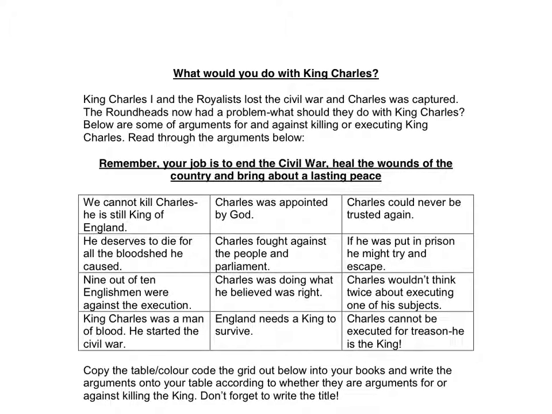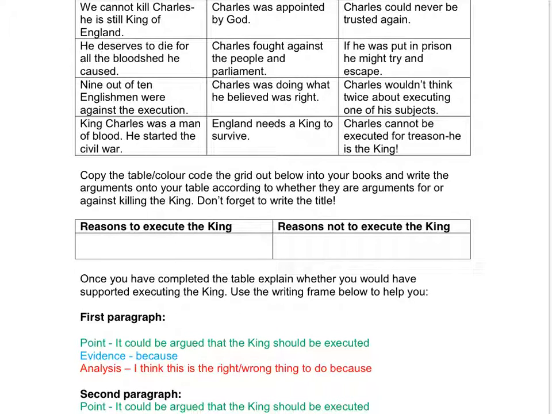Using this information, what we would like you to do is to sort out these statements into a table, a list, a Venn diagram. Again, you have the options. In this case, it suggests a 2-column table: reasons to execute, reasons not to execute. Place the information into the appropriate place on your table, grid, list, or Venn diagram. Again, it's up to you.